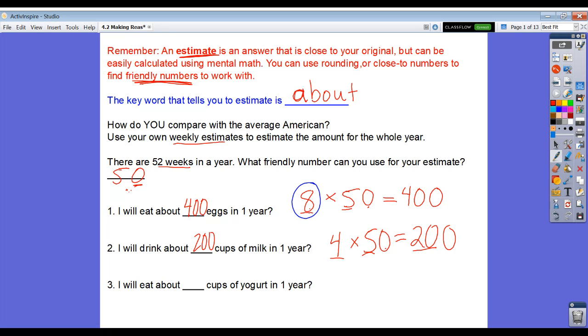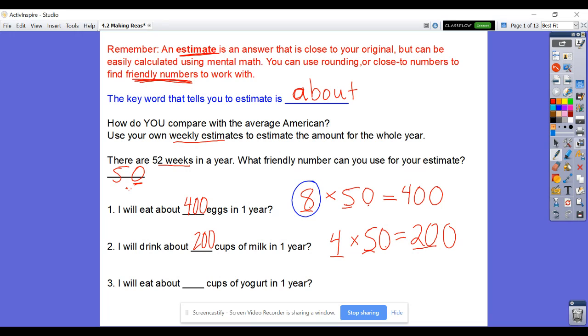That's my estimate. Wow. And now I'll press pause and you get to do your own. You can come up with your weekly number of cups of milk, multiply by 50 to figure out about how many in a year.